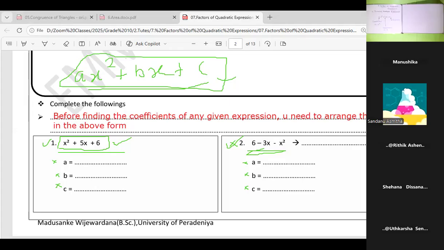Ritik, why are you so silent today? And send me, Mituni, and Mihara didn't send me anything. I'm asking the coefficient of x squared.